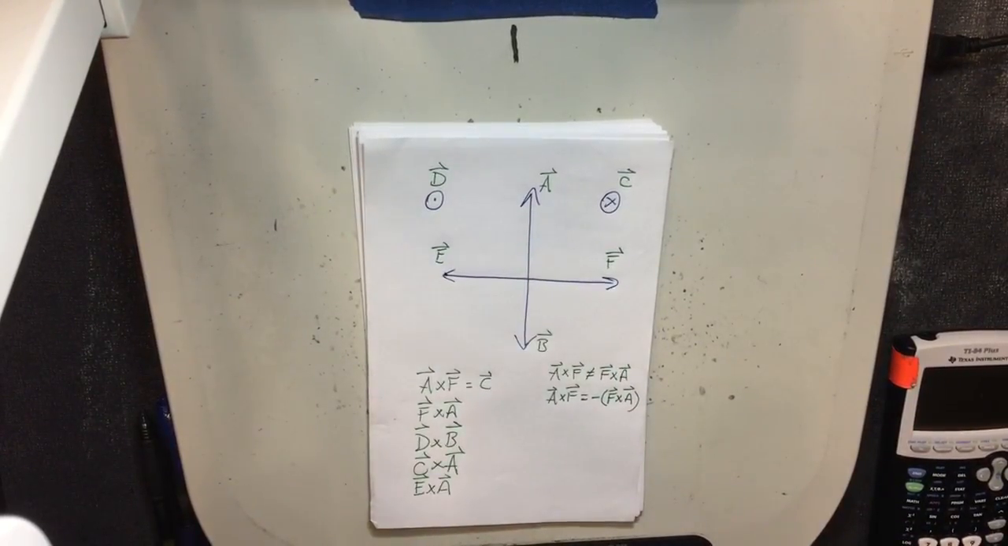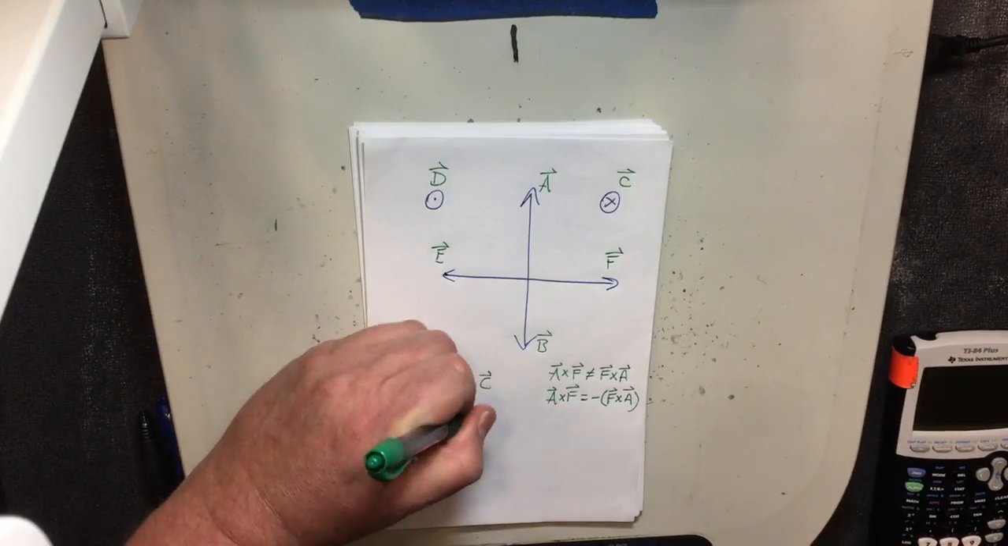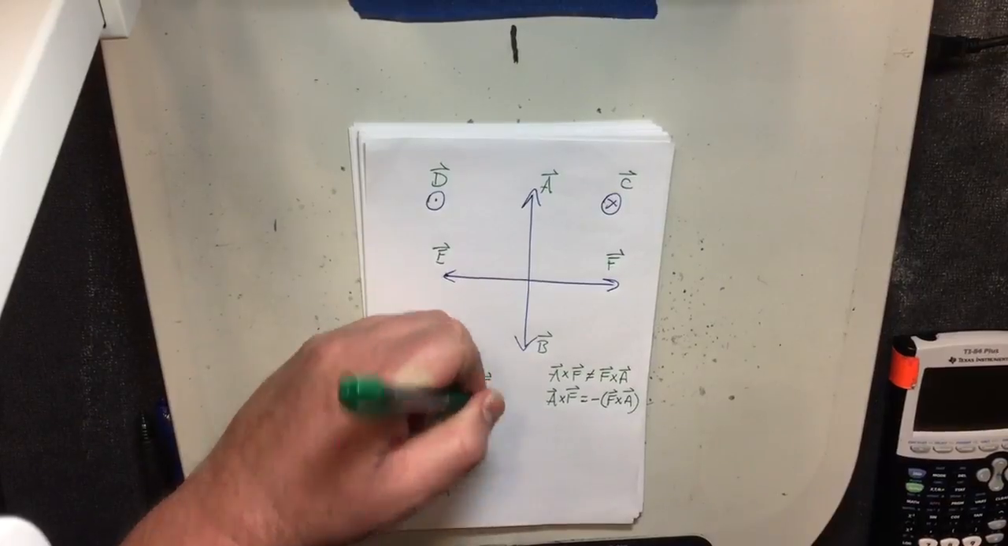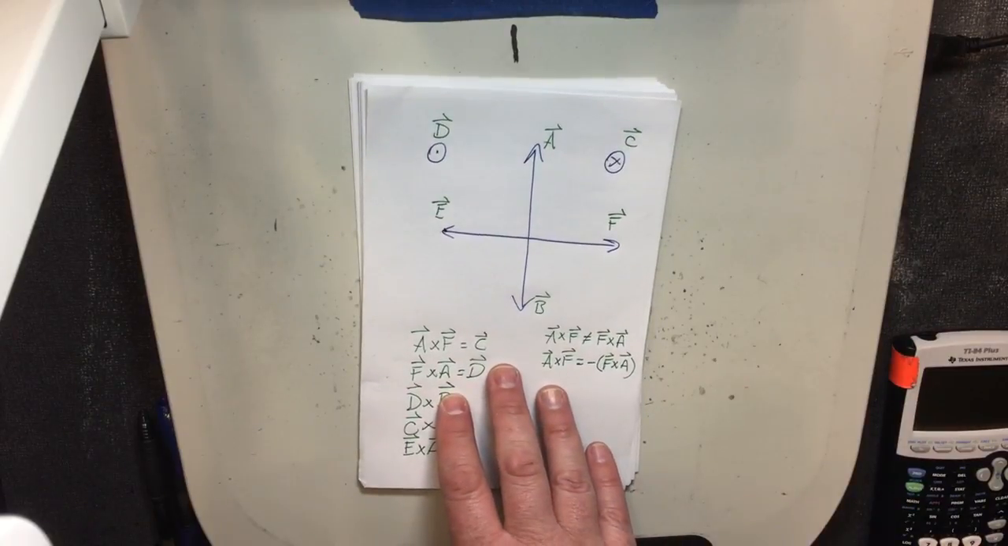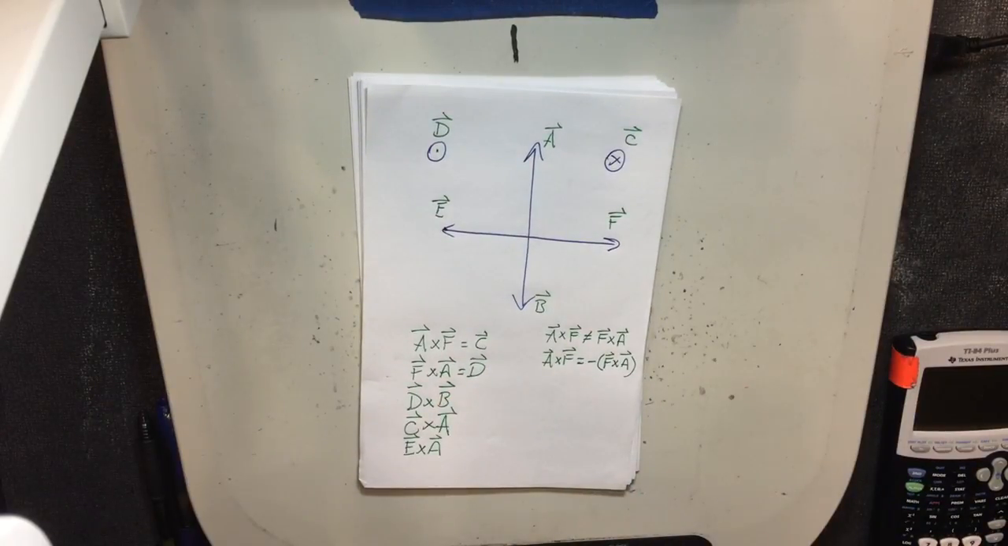A cross F is equal to the negative of F cross A. So if you flip the order of the vectors, you flip the direction of the final vector. So when you flipped it, C became D. D cross B.